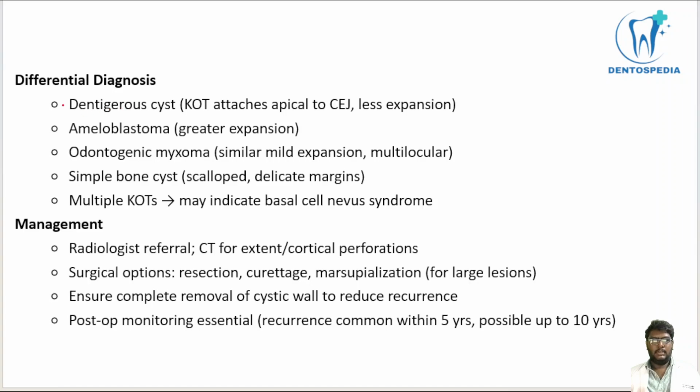Coming to differential diagnosis, these are the different cysts which we have to eliminate while diagnosing this condition. Coming to the management, we have to resect the tumor, and also curettage the lining of the bone. If the cyst is large, we have to go for a marsupialization procedure. Because of its high recurrence rate, the patient has to come for multiple visits, and we have to follow the case for at least 5 years.